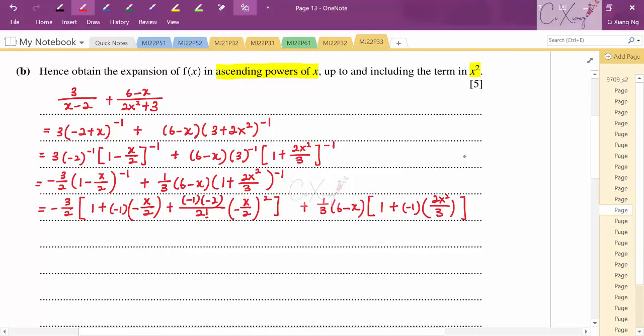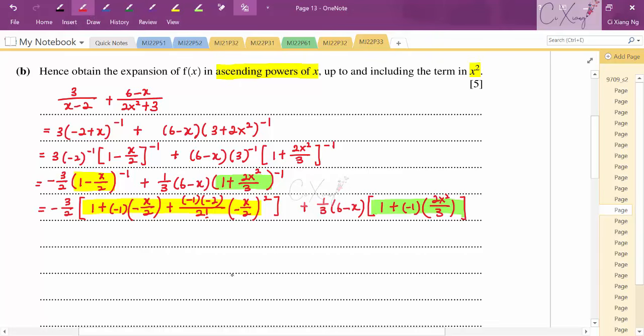And I will stop here also, because if I continue to expand it, I will have x power 4 later, which is not needed for this question. Right, so for your reference, this bracket, after I expand it, I'm having this. And then for this particular bracket, when I expand it, eventually it is this one.